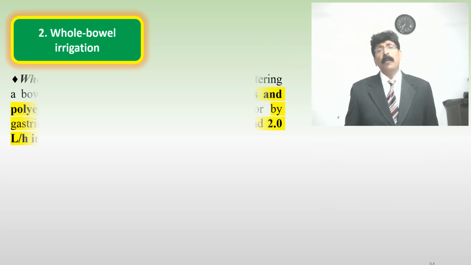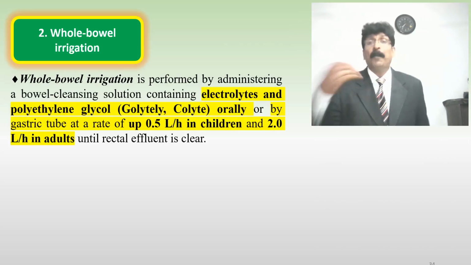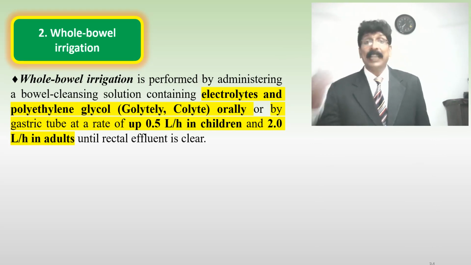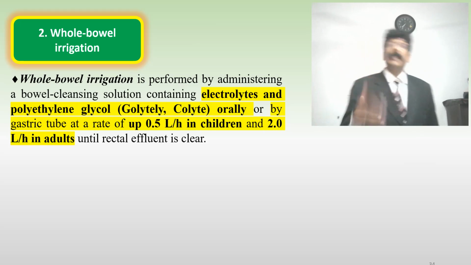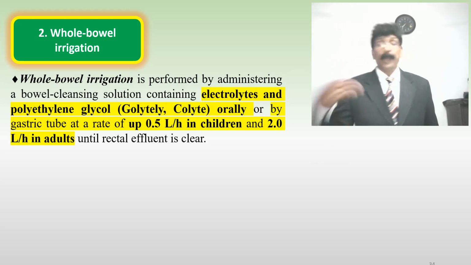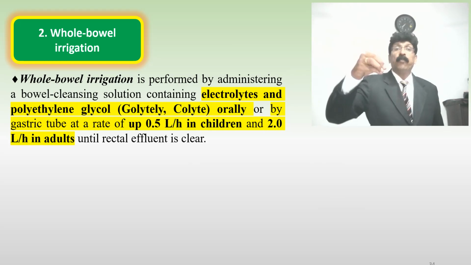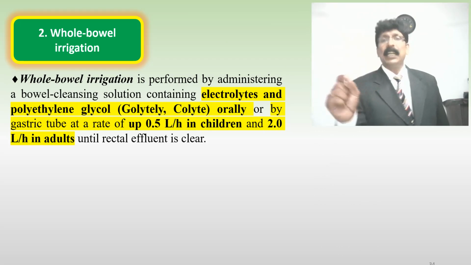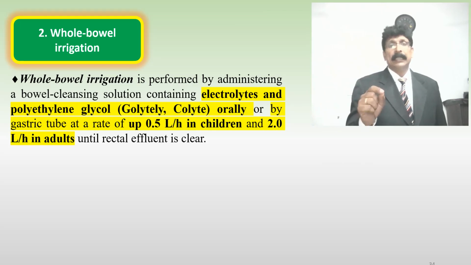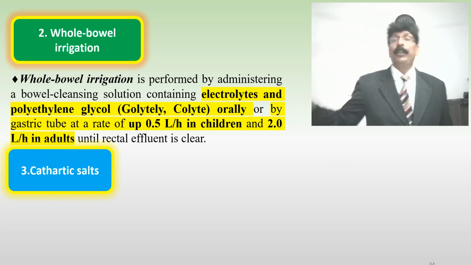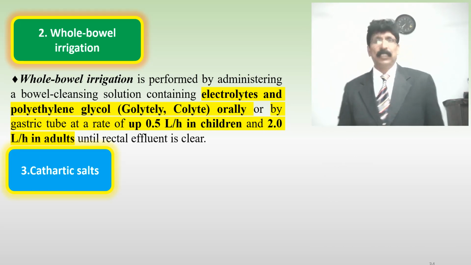And whole bowel irrigation also. Whole bowel irrigation is performed by administering bowel cleansing solution containing electrolytes and polyethylene glycol, GoLYTELY or Colite, orally or by gastric tube, at a rate of up to 0.5 liter per hour in children and 2 liters per hour in adults until the rectal effluent is clear. Up to that, the whole bowel irrigation will help remove the poison which has entered the GIT.